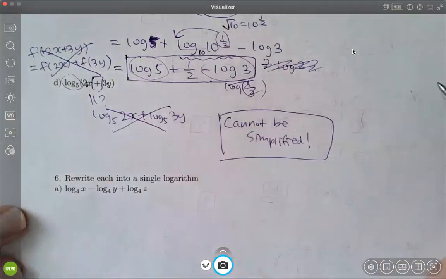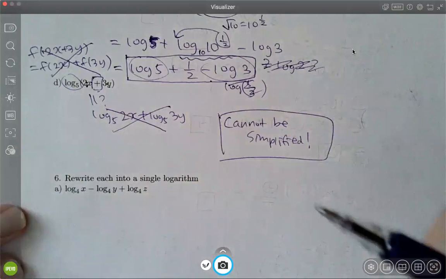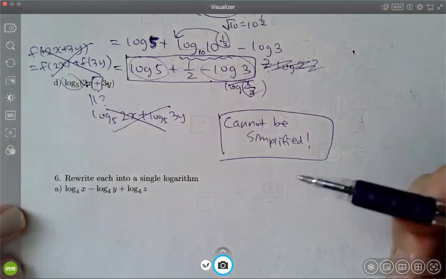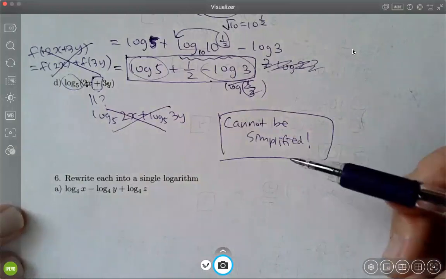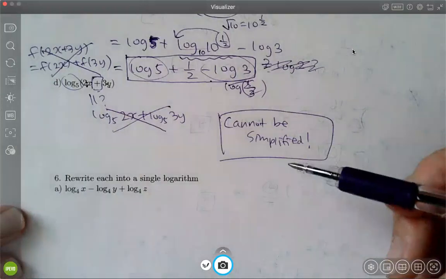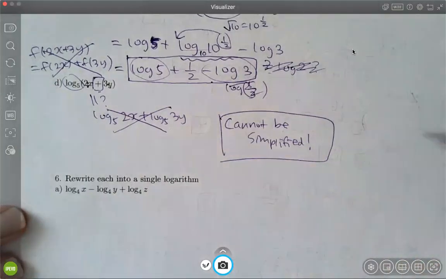Okay, so whenever you have a sum or difference within the log, you cannot simplify it. Things can be simplified when you have a product or quotient within the log, or sums and differences in between the logs, not within. Okay, so part D was kind of a trap question.